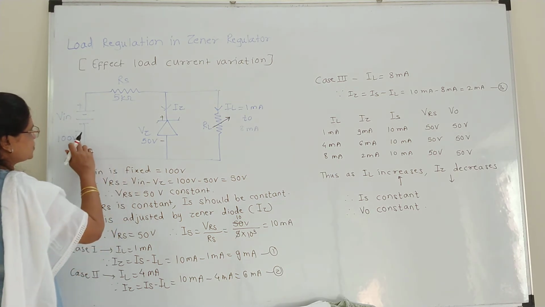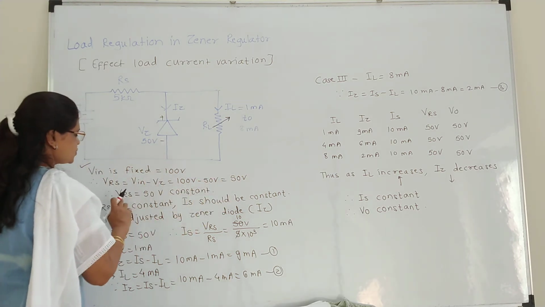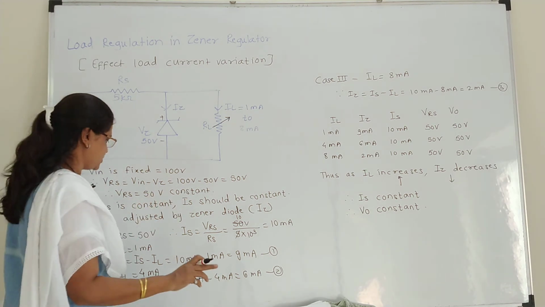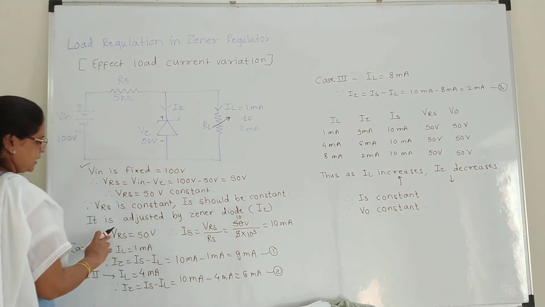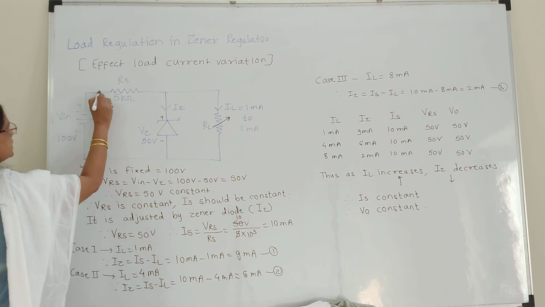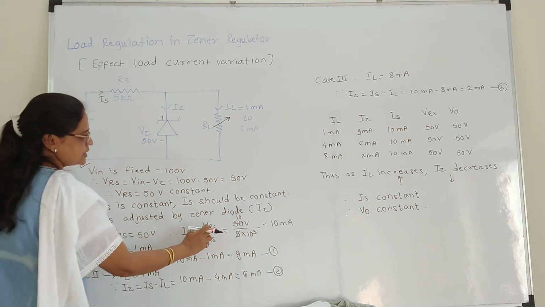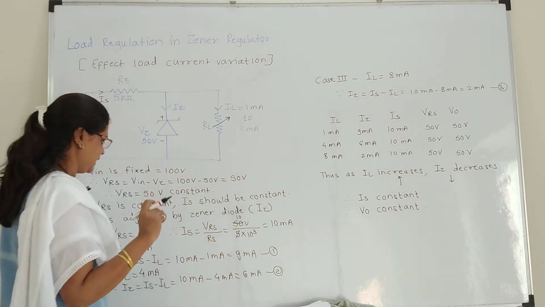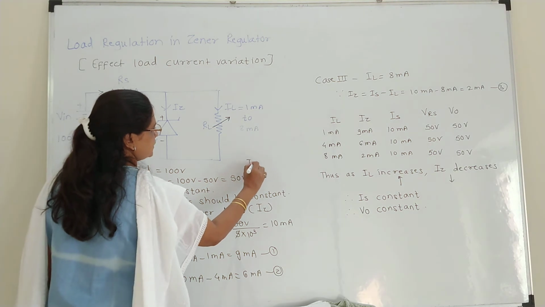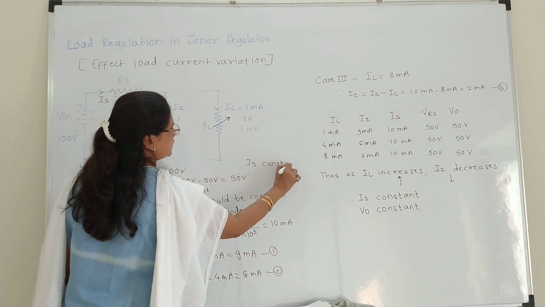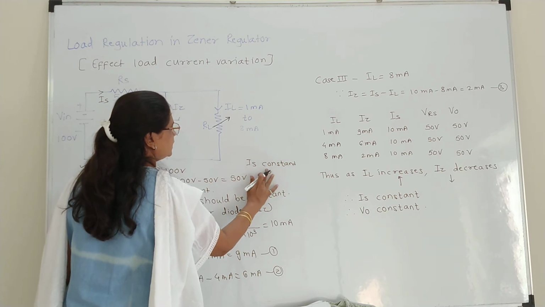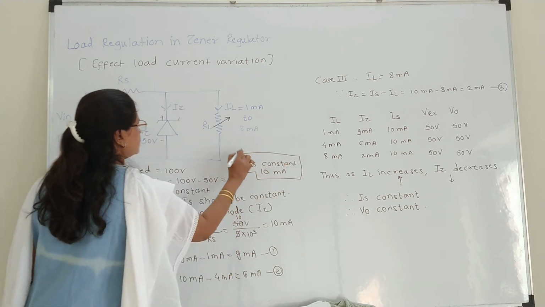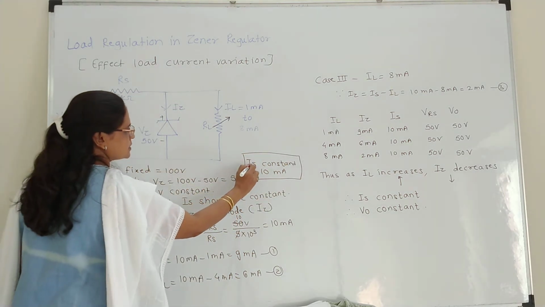Therefore, VRS equals Vin minus VZ, which is 50 volt. So VRS is 50 volt constant. As VRS is constant, with RS constant, IS has to be constant. It is adjusted by the Zener diode. As VRS is equal to 50 volt, IS can be calculated as the voltage across RS upon RS, 50 volt upon 5K, that results to be 10 milliampere. So here RS is kept constant. As VRS is constant, the voltage across RS remains constant, so IS remains constant.